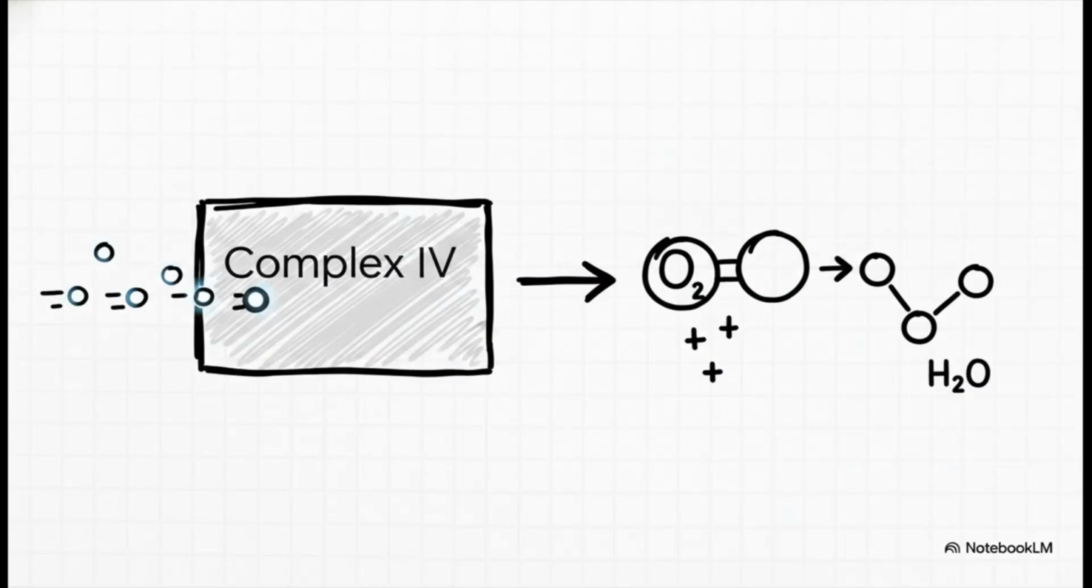But hold on, there is one last absolutely critical piece to this puzzle. What happens to those electrons after they've finished their journey? They can't just float away. They have to be handed off to a final acceptor. And that final acceptor is oxygen. This is, quite literally, the reason we breathe.